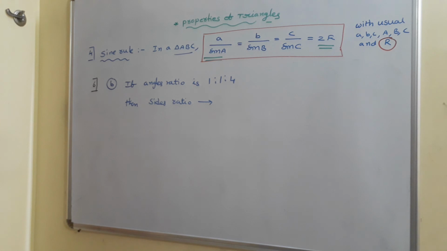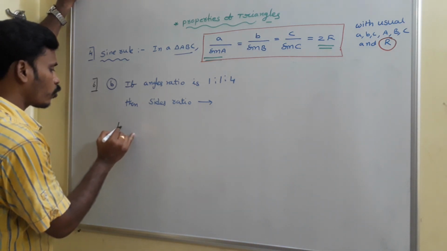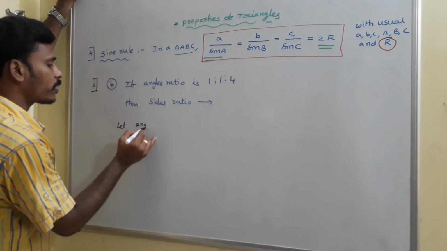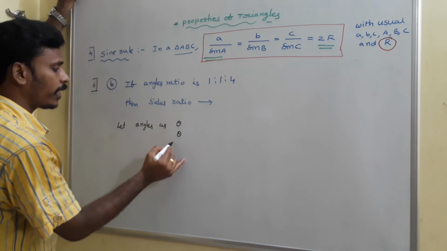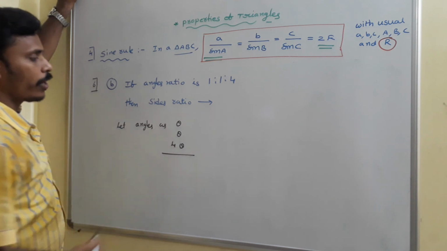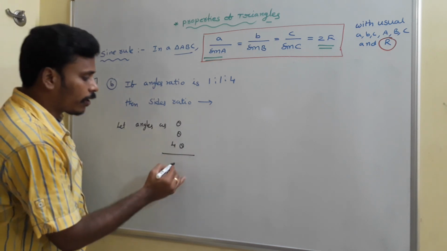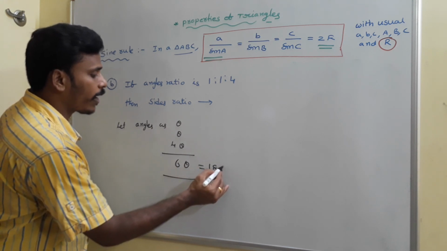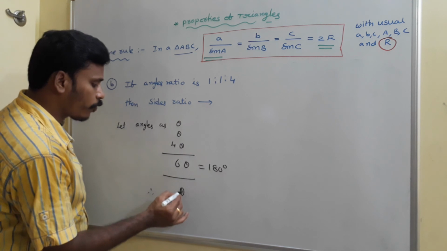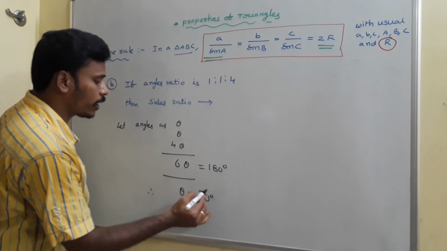Then 6b, if the angles ratio is 1 is to 1 is to 4. Since the angles ratio is 1 is to 1 is to 4, just as we discussed, you just let the angles be theta, theta and 4 theta. Theta, theta, 4 theta add up to 6 theta, and we know that the sum of the angles of a triangle is 180 degrees. Therefore theta is equal to 30 degrees.